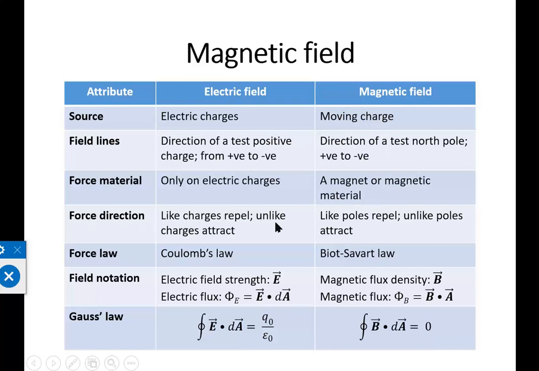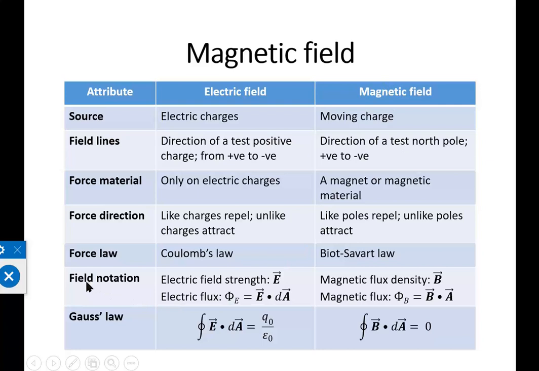Then the force direction, we are very familiar with these terms. Like charges repel and unlike charges attract. When it comes to magnetic field, it is like poles repel and unlike poles attract. Don't confuse the poles and the charges. Force laws: Coulomb's law applies to the electric field, and Biot-Savart, we are going to talk about this. Biot-Savart's law applies to the magnetic field.